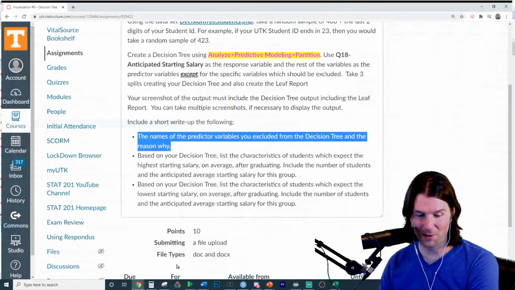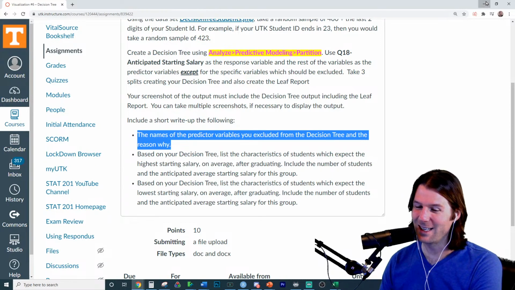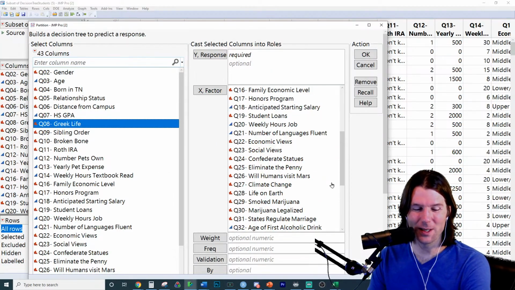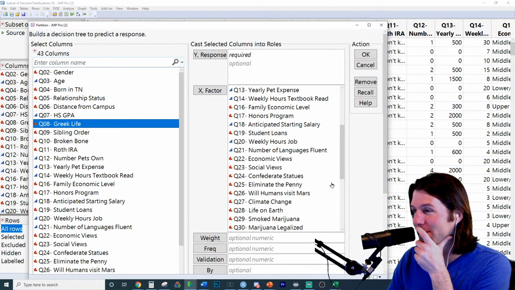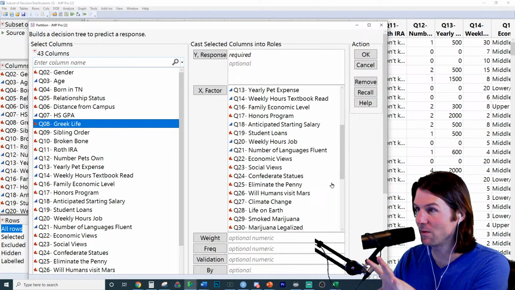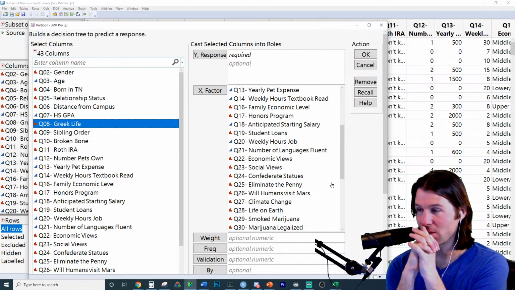Let me see which one we're not going to use. We will not do Q18. Pick a quantitative variable to predict. I don't want to say which one specifically. Watch the video because I don't want to make it too step by step.